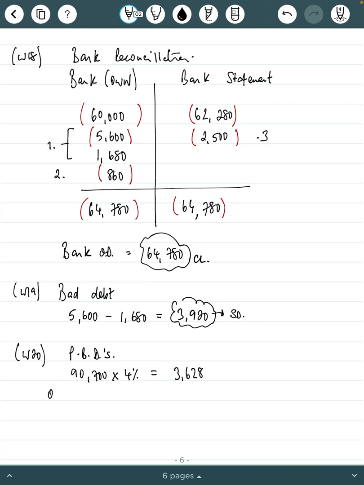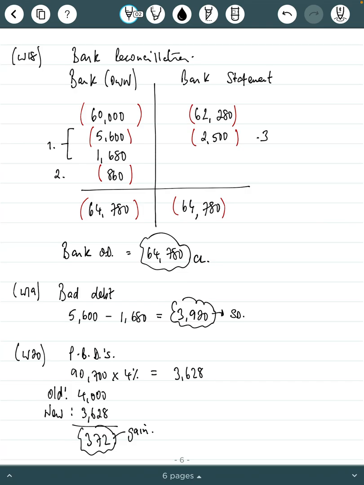Now there was an old provision in the trial balance, and the old provision was 4,000 euro. The new provision is 3,628. So the difference between both of those is 372. It's a decrease in the provision, therefore it's a gain.